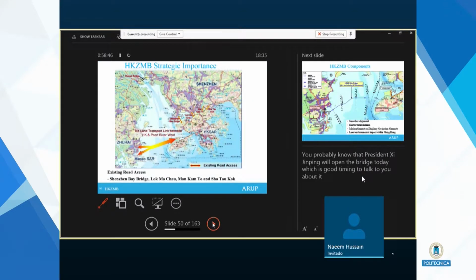And this bridge links, this is Hong Kong Island, this is Zhuhai on the west side and Macau on the south side. And this is the Pearl River Delta. The distance from there to there is approximately 50 kilometers.